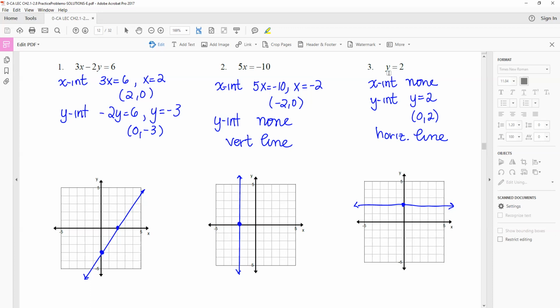In this case, we have y equals 2. There is no x component. This is a horizontal line at y equals 2. The y-intercept is the point 0, 2. The x-intercept, there is none.